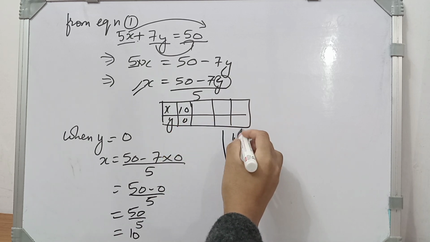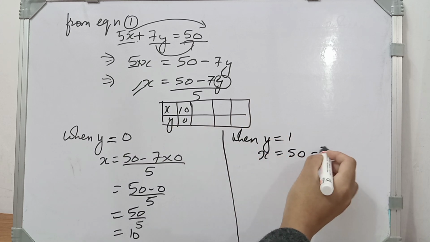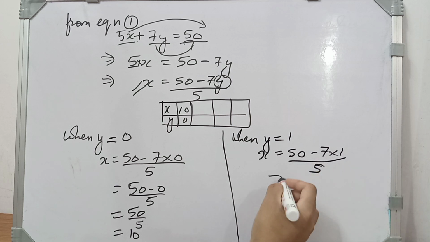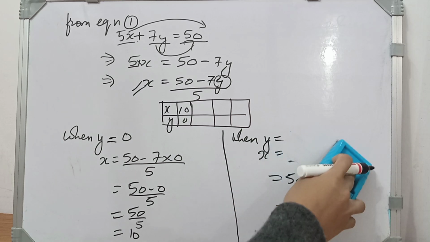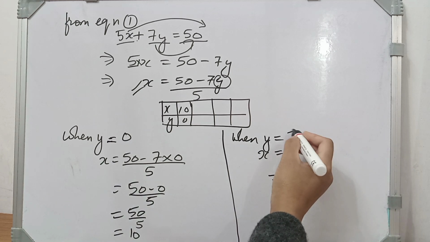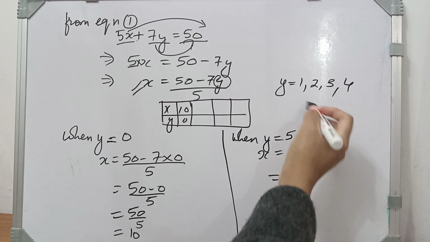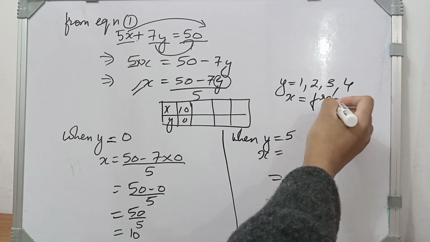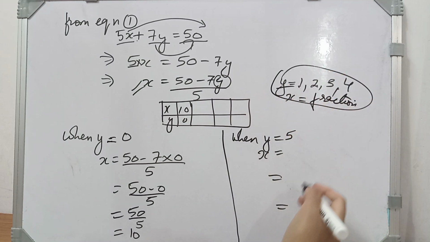Now when y is equal to 1, x is equal to 50 minus 7 into 1 divided by 5, which is 50 minus 7, that is 43 divided by 5. 43 is not divisible by 5. So for y is equal to 1, 2, 3, 4, x is a fraction. Now we take the value of y as 5.